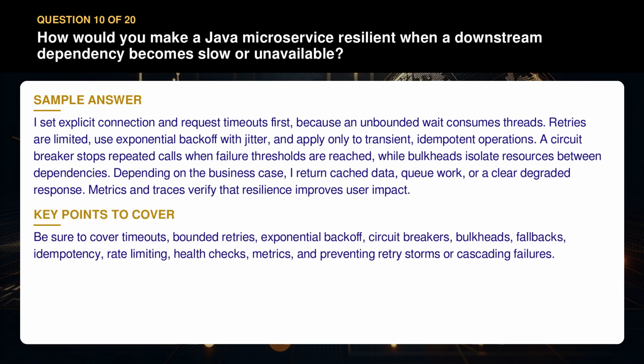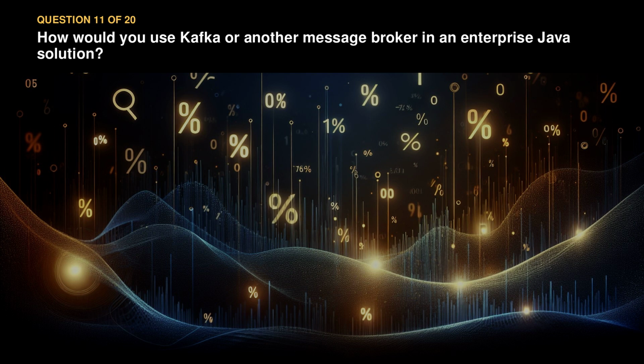Be sure to cover timeouts, bounded retries, exponential backoff, circuit breakers, bulkheads, fallbacks, idempotency, rate limiting, health checks, metrics, and preventing retry storms or cascading failures. Question 11. How would you use Kafka or another message broker in an enterprise Java solution?